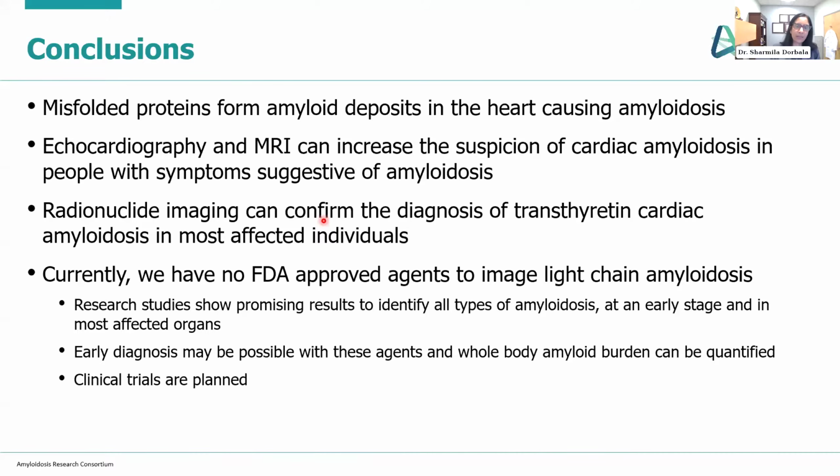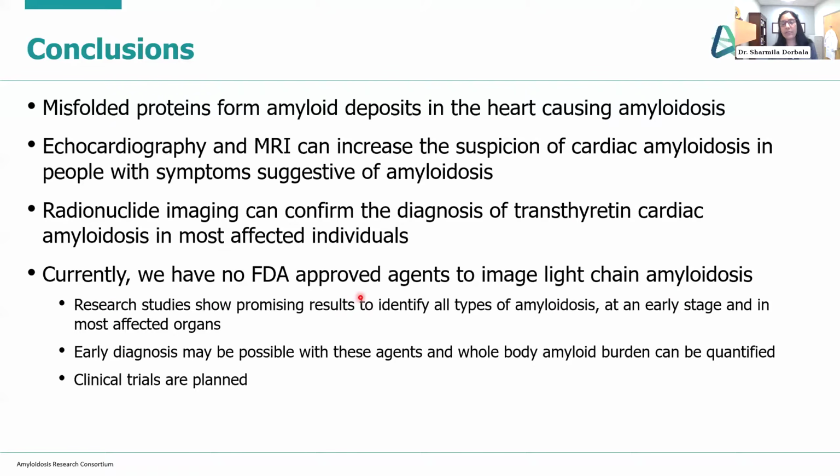Cardiac ultrasound or echocardiography and magnetic resonance imaging can increase the suspicion of amyloidosis in people with symptoms that suggest amyloidosis. Radionuclide imaging can confirm the diagnosis of transthyretin amyloidosis in most affected individuals, if light chain amyloidosis can be excluded and biopsy is not needed for this particular diagnosis.